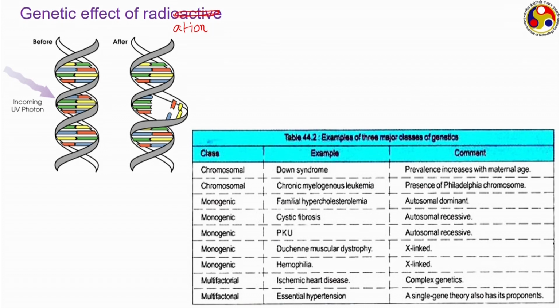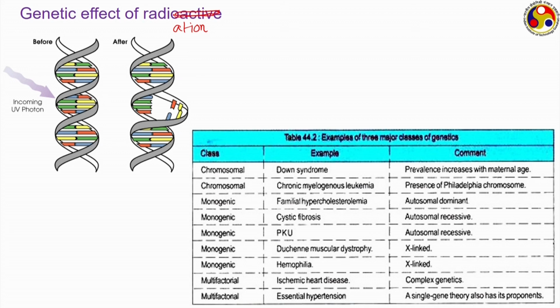But if any of those germ cells which are affected by radiation are able to survive and then lead to the formation of a zygote, then there is a high chance that the next generation will be affected by radiation. There can be several kinds of effects that we can find. Very commonly, Down syndrome is one of the effects.